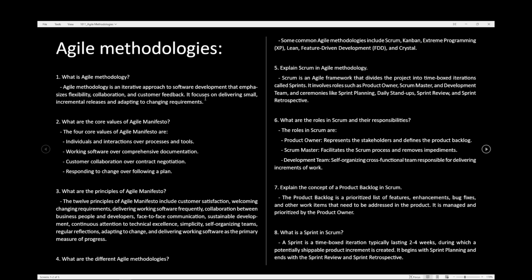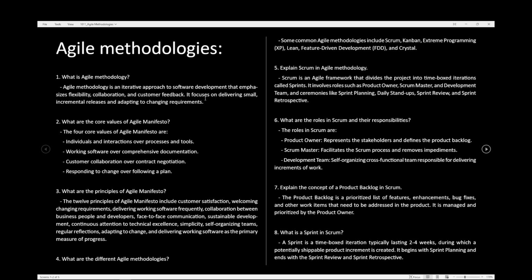What are the core values of the Agile Manifesto? The four core values of the Agile Manifesto are individuals and interactions over processes and tools, working software over comprehensive documentation, customer collaboration over contract negotiation, responding to change over following a plan.